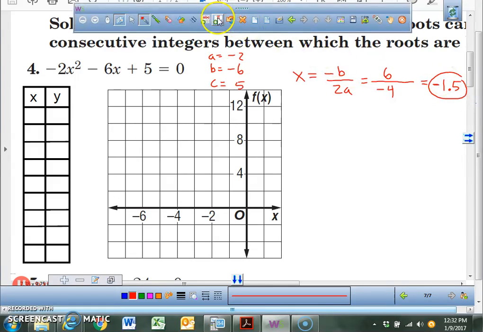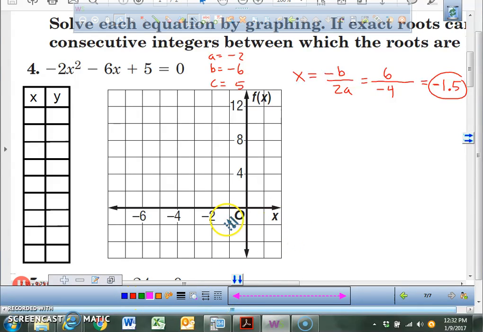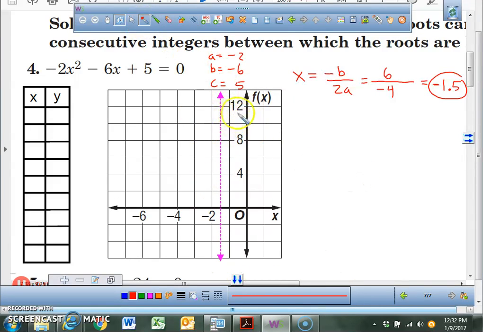And 6 divided by negative 4 is a negative 1.5. So what I'd like you guys to do first is draw in an axis of symmetry on your paper where x is equal to a negative 1.5. So this is negative 1, this is negative 2, so negative 1.5 is going to be right there, splitting that right down the middle. What do we know about this? We know that our x coordinate for our vertex is going to be on this axis of symmetry.